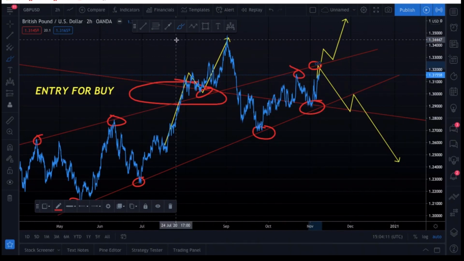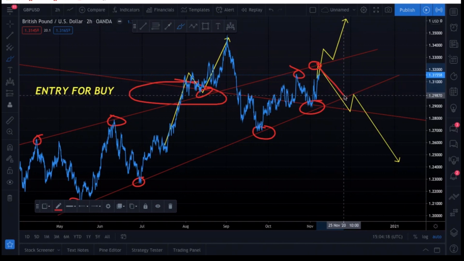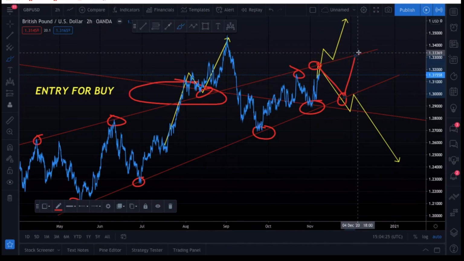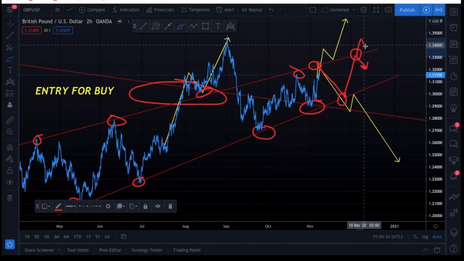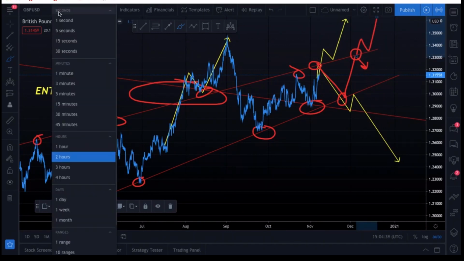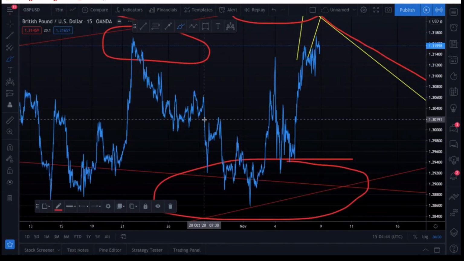It can also take a different course, like the price in this point of rejection can fall till here to this point and then bounce back here. From there it can either fall or break out, retest, and further go up. So there are different possibilities. Let's take a different time frame, say 15 minutes.